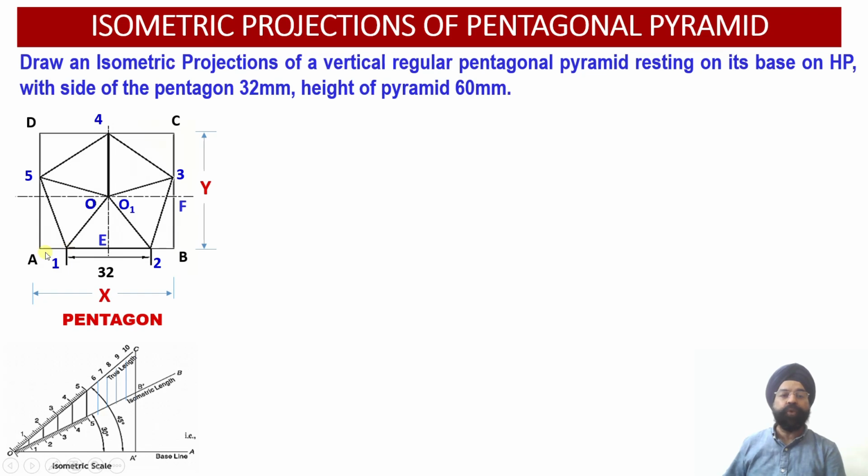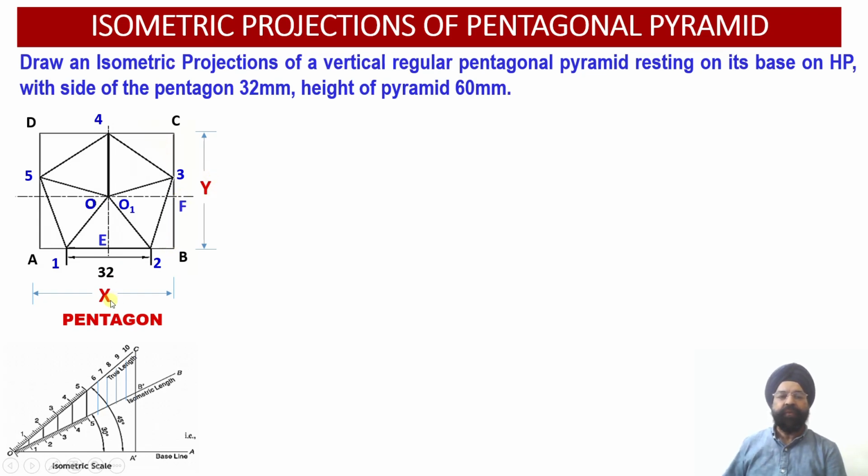Now we have to draw a rectangle ABCD which will inscribe this pentagonal figure. This is the pentagonal shape 1, 2, 3, 4, 5 that we have obtained, with the base edge equal to 32 millimeter. Then we inscribe it into a rectangle which covers the entire pentagon. We will find there are two edges: edge AB, which we say is equal to X millimeter, and edge BC, which will be equal to Y millimeter.